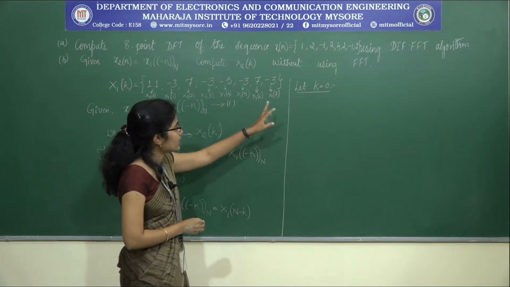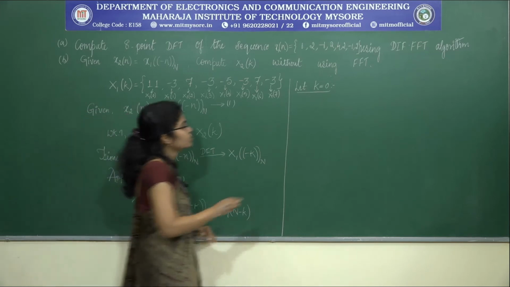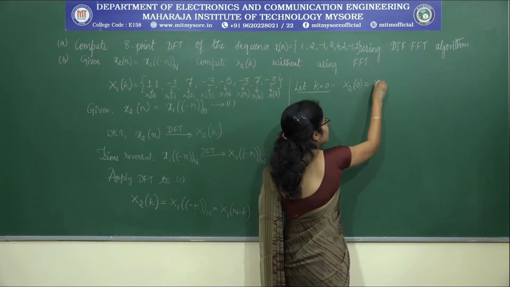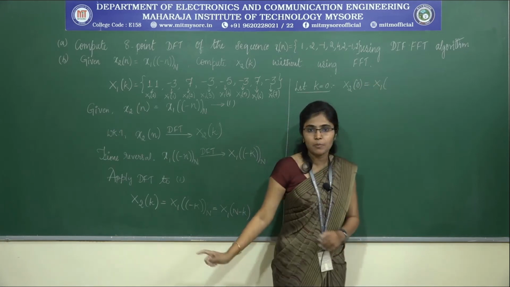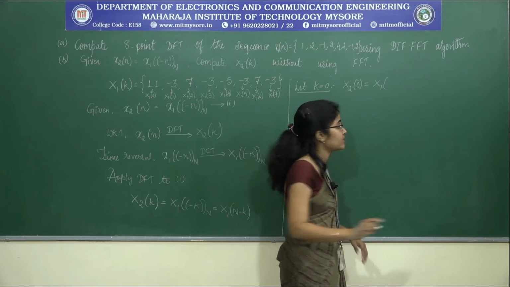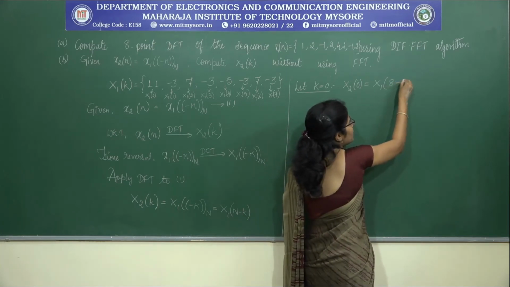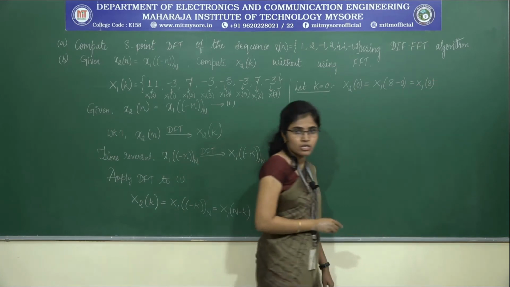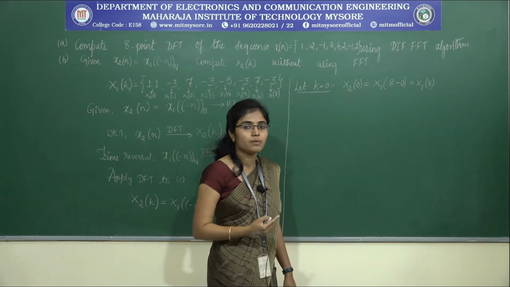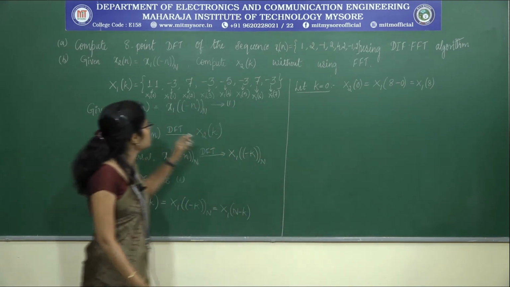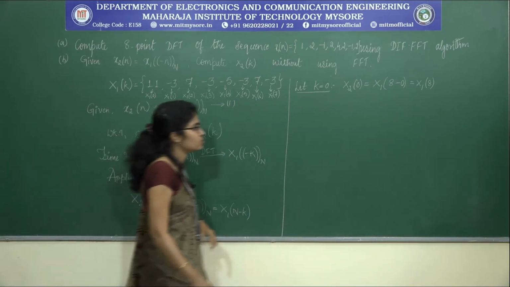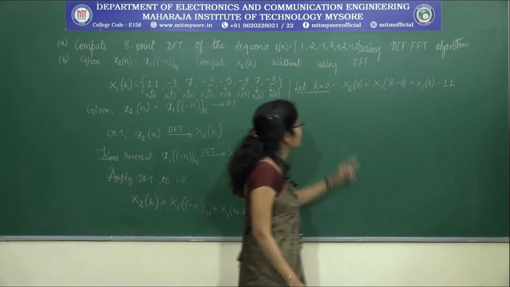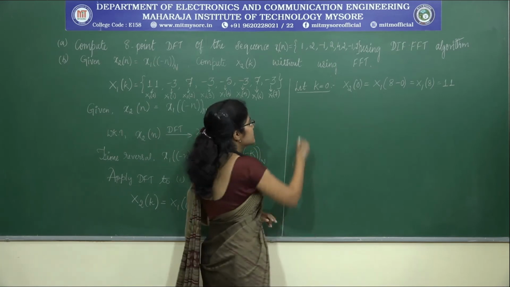Okay. So when k is equal to 0 in this equation, we get x2 of 0, which is nothing but equal to x1 of n minus k. What is the value of n? It is an 8-point DFT. So n is 8 minus k is 0, which is nothing but equal to x1 of 8. So x1 of 8 is the same as x1 of 0. Yes. So what is the value of x1 of 0? It is nothing but equal to 11. So what we did, we found out x2 of 0.